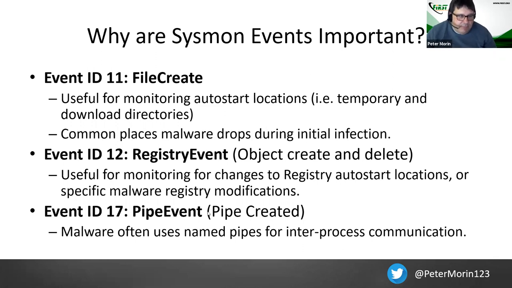Event ID 17, pipe event. Malware often uses named pipes for inter-process communication. So when a pipe is created, that is another indication that malware might be trying to communicate on my network, right?